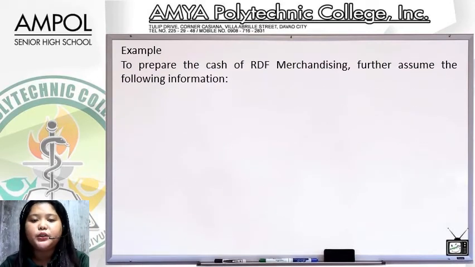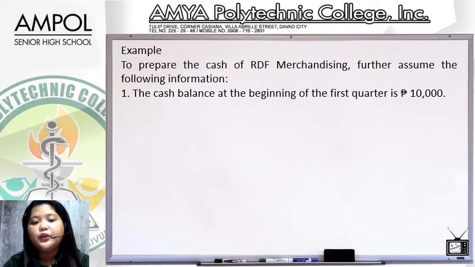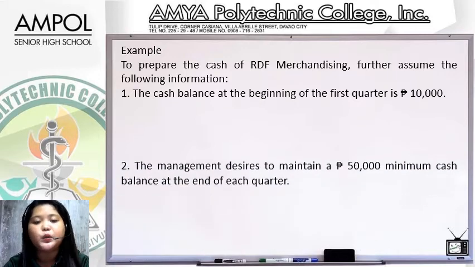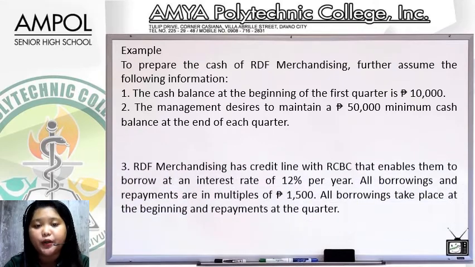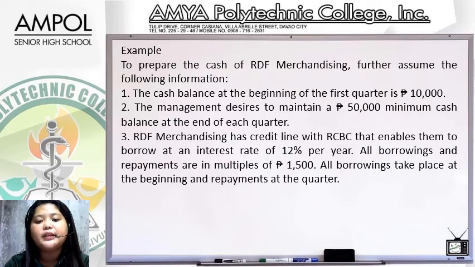Say for example, to prepare the cash budget of RDF Merchandising, further assume that the following information. The cash balance at the beginning of the first quarter is 10,000 pesos. The management desires to maintain a 50,000 pesos minimum cash balance at the end of each quarter. And that RDF Merchandising has a credit line with RCBC that enables them to borrow at an interest rate of 12% per year. All borrowings and repayments are in multiples of 1,500 pesos.